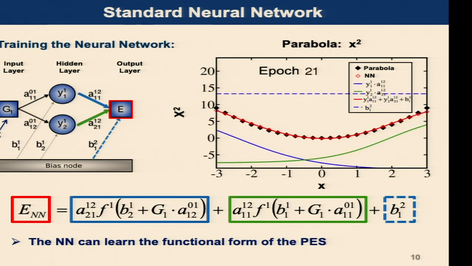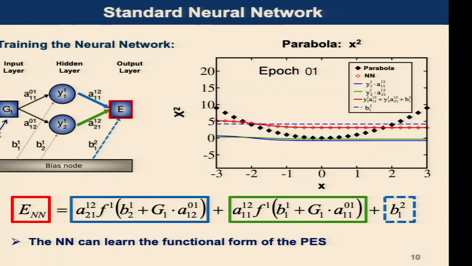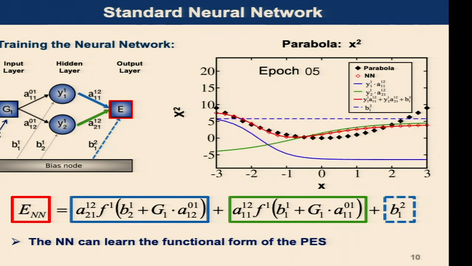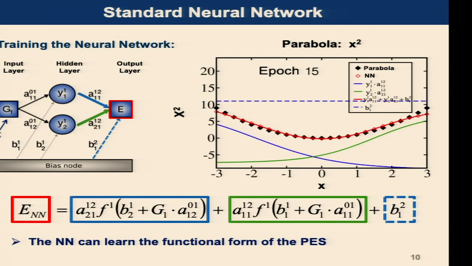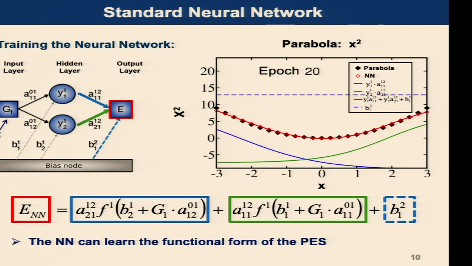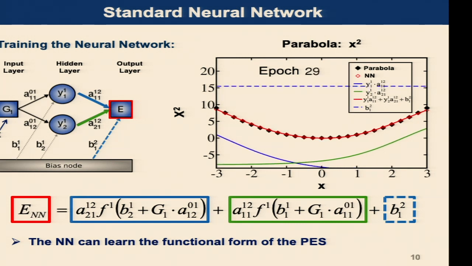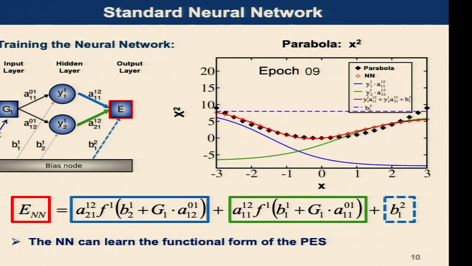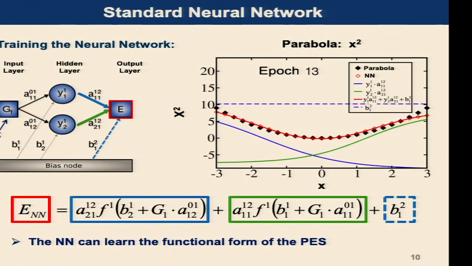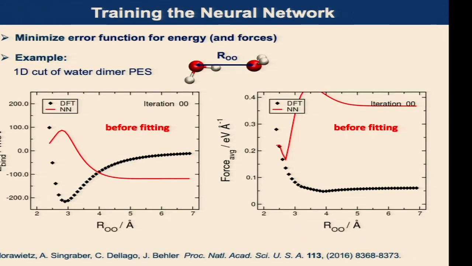And then we combine with the bias node, which is just a number to shift to the right position of the potential energy surface. Then we sum up here our parabola on the right. This is just to show a very simple, very small fitting, that after a few iterations, our neural network can already fit the parabola curve accurately. So we use this idea and apply it to a quite simple model.